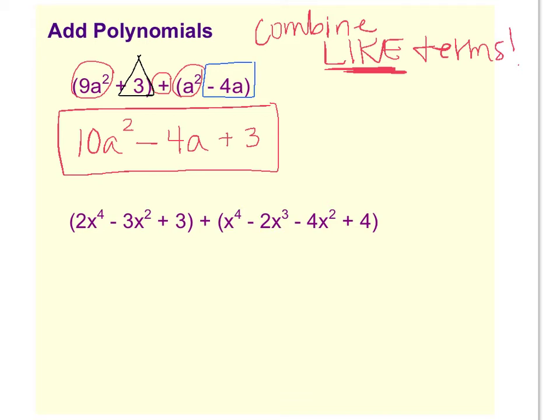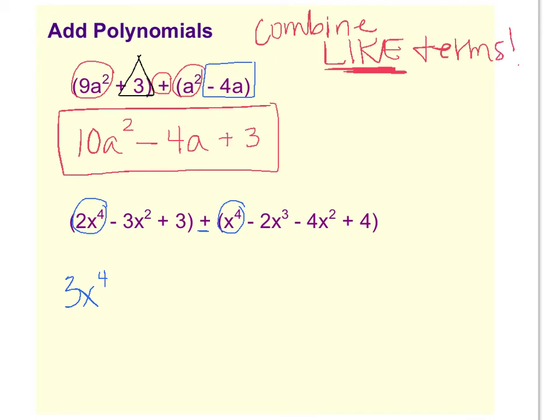Alright, the second example, we have a polynomial plus a polynomial. To get our answer in standard form, we do want to look for the highest exponent. I see there's an x to the fourth. If there were an x to any other higher power, I would start there, but because that's the first one, we will go ahead and start with the x to the fourth. So I have a 2x to the fourth. We're going to add any other x to the fourth to it. I look at my next polynomial and see there's an x to the fourth. So 2x to the fourth plus x to the fourth gives us 3x to the fourth.